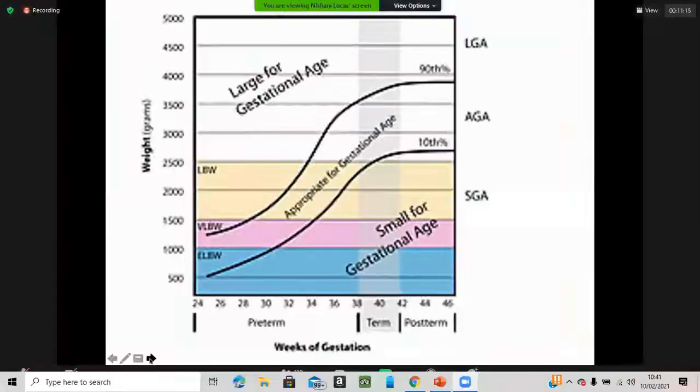So, you can see in this chart, right? Those below the 10th centile or below the minus 2 SD are the small for gestational age babies. Those between the 10th and 90th centiles or between plus and minus 2 SD are the appropriate for gestational age. Those above the 90th centile or above the plus 2 SD are called the large for gestational age babies, which we frequently see in mothers with diabetes, right?